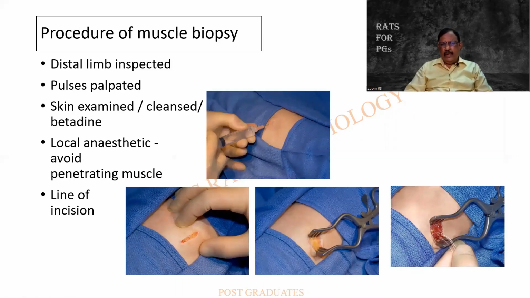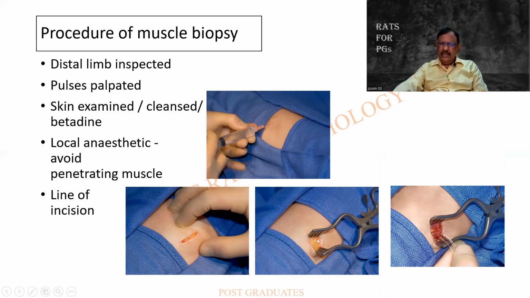What is the procedure of a biopsy? You people will be knowing about bone marrow aspiration, bone marrow biopsy, etc. This is almost similar. The limb that is affected is inspected, and then you localize a site. The pulses will have to be palpated, and you will have to avoid them. The skin is cleansed and betadine applied. Local anesthetic should be avoided penetrating the muscle. Any of these should not be penetrating the muscle. There should be a clear line of incision that is shown over here.